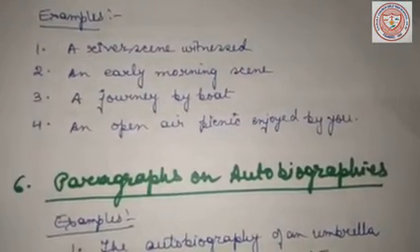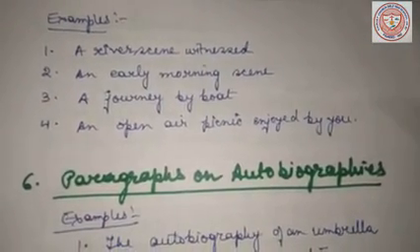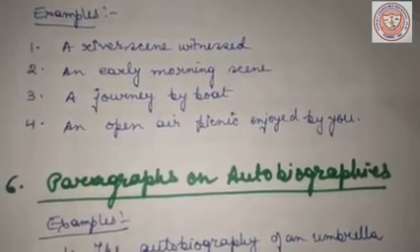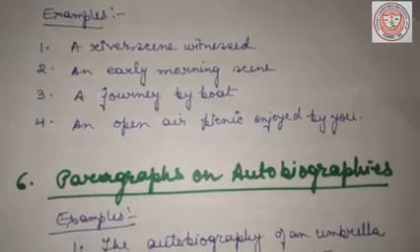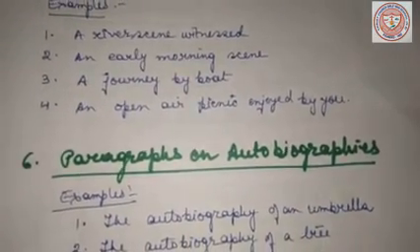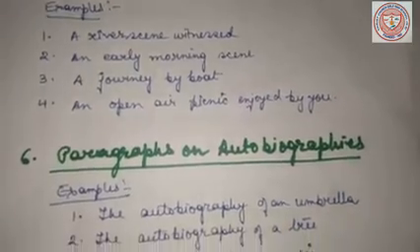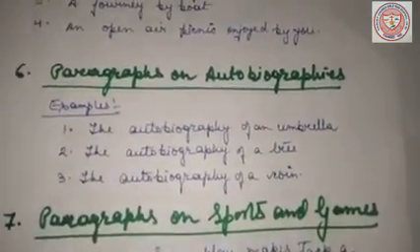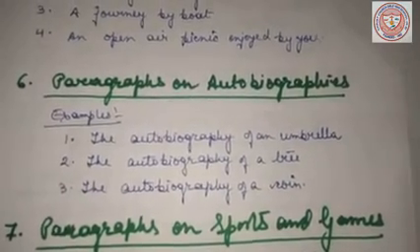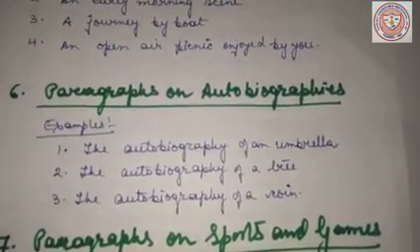Examples in this category would be number 1, a river scene witnessed. Number 2, an early morning scene. Number 3, a journey by boat. And number 4, an open air picnic enjoyed by you. So all these are related with environment. Number 6, paragraphs on autobiographies. Autobiography means life history of a person written by himself or herself.